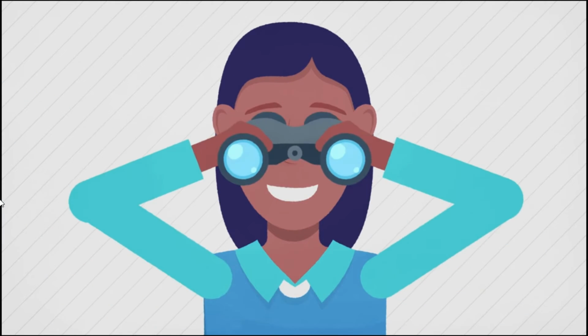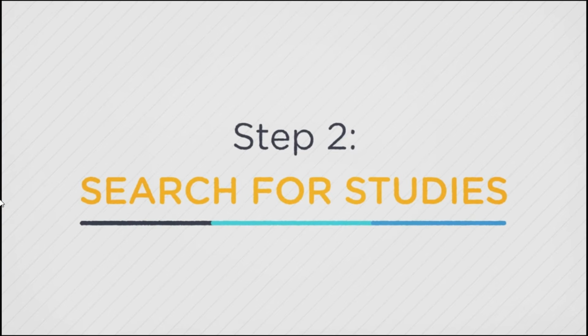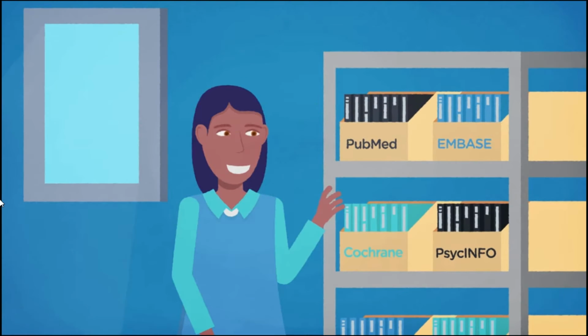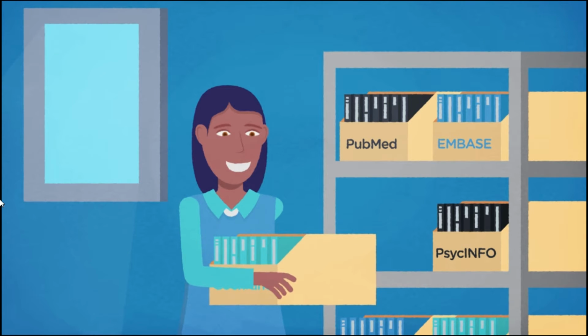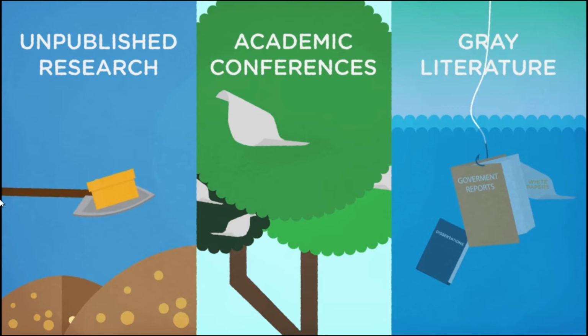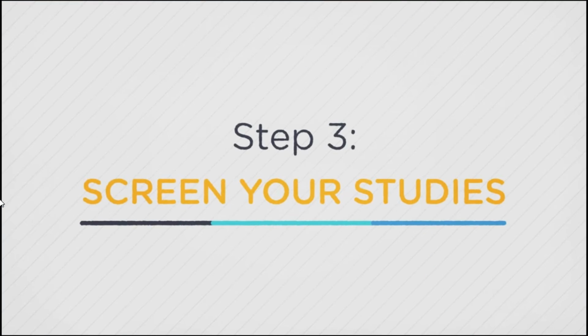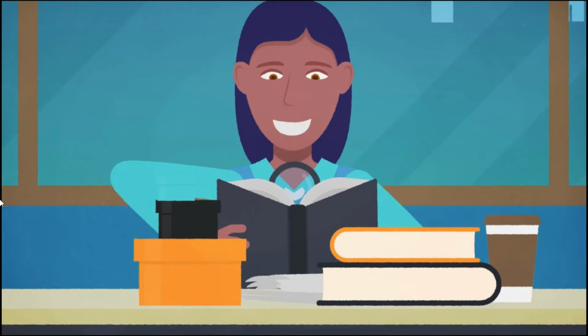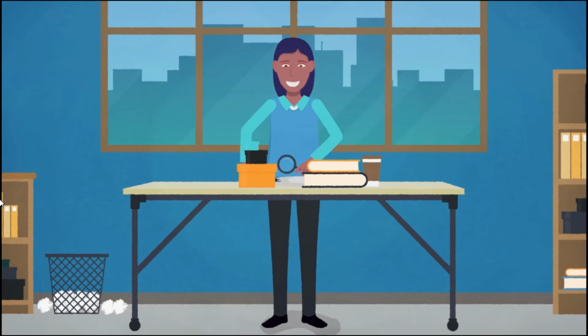Once you've prepared your topic, you can go on to step 2, search for studies. Of course, you'll go to electronic databases to find published articles related to your question. But to find all of the evidence related to your questions, you might have to look in some unconventional places. Once you've searched everywhere for evidence, you can move on to step 3, screen your studies. In this step, you take a careful look at what you've gathered, removing evidence that doesn't answer your question or has research methods you want to avoid.